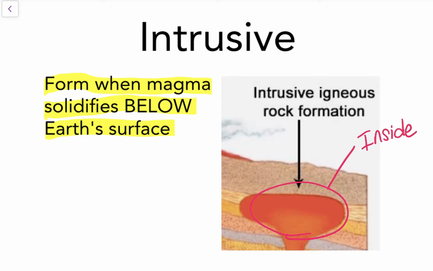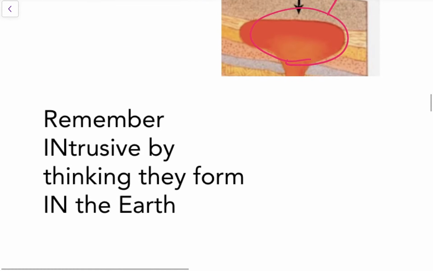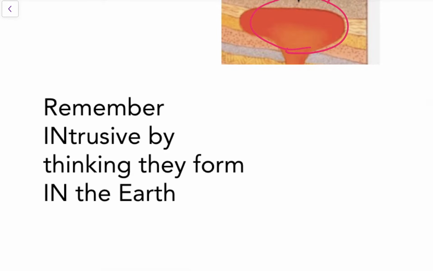And that magma doesn't always stay magma. Just because it's inside of the Earth, it may not be hot enough to stay liquid. So it might start to cool and form solid, igneous, intrusive rock. You can remember intrusive by thinking that they form in the Earth, right? The word in is in the word intrusive. These igneous rocks form inside the Earth.